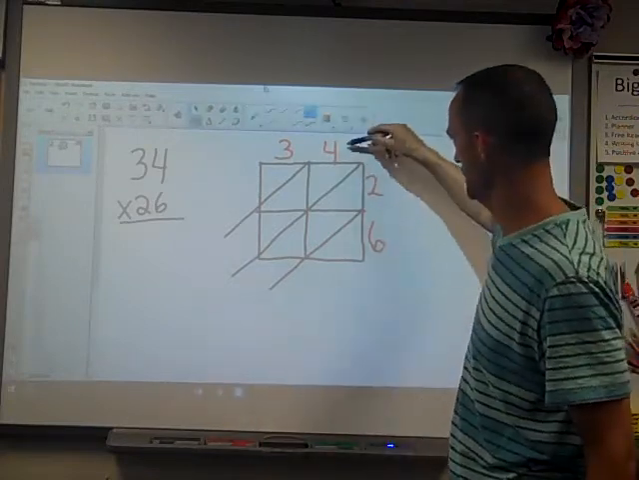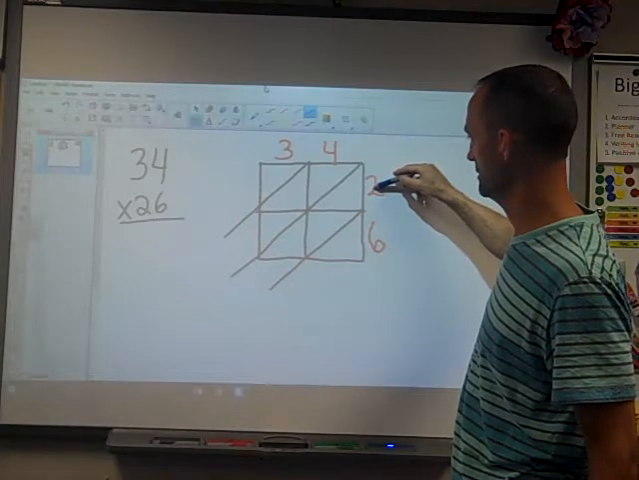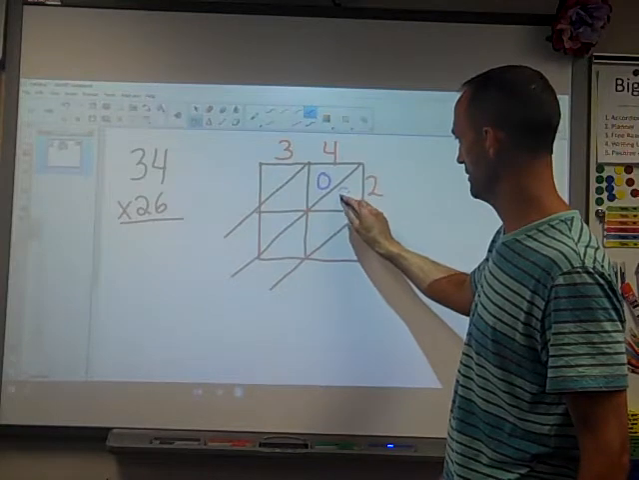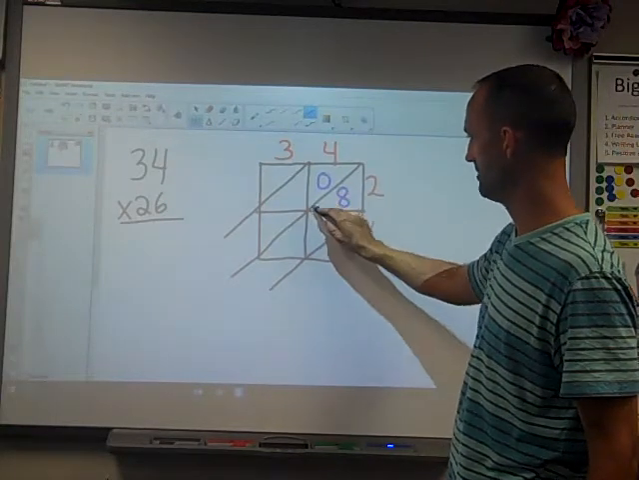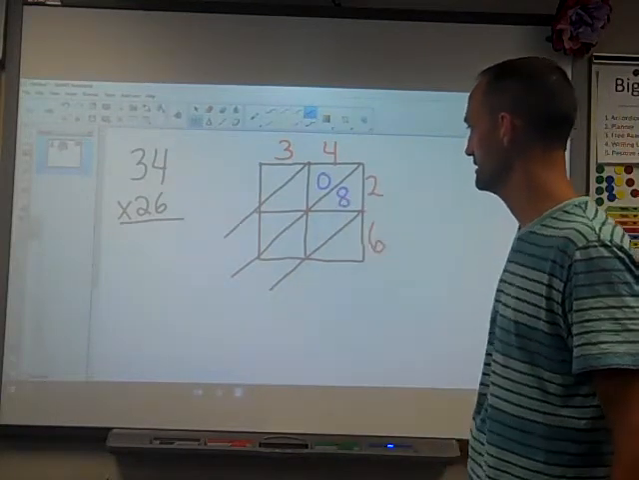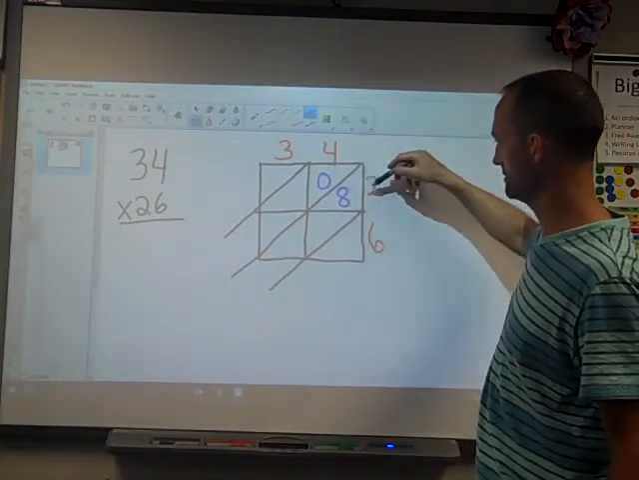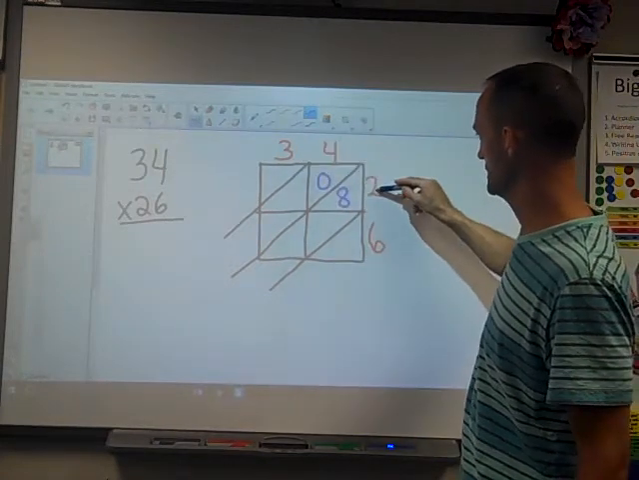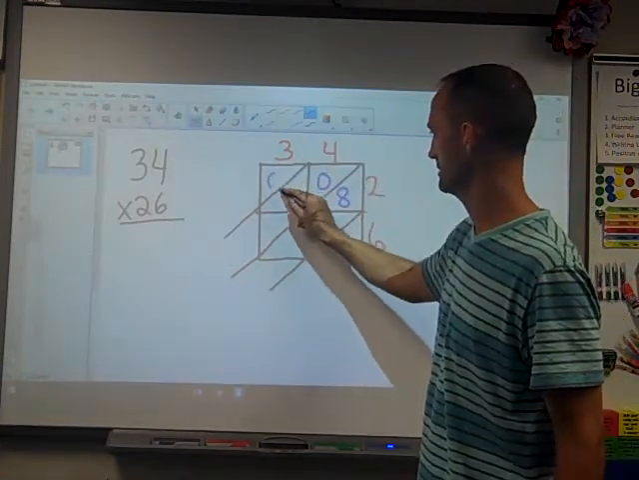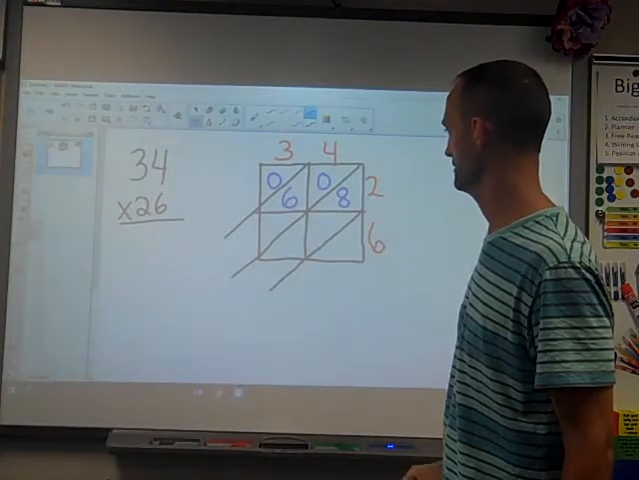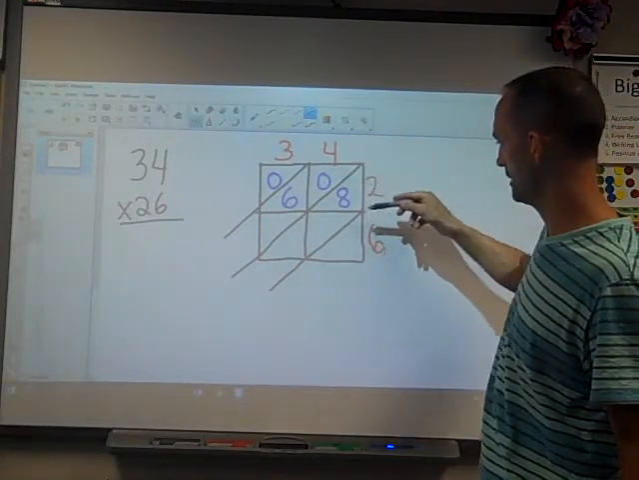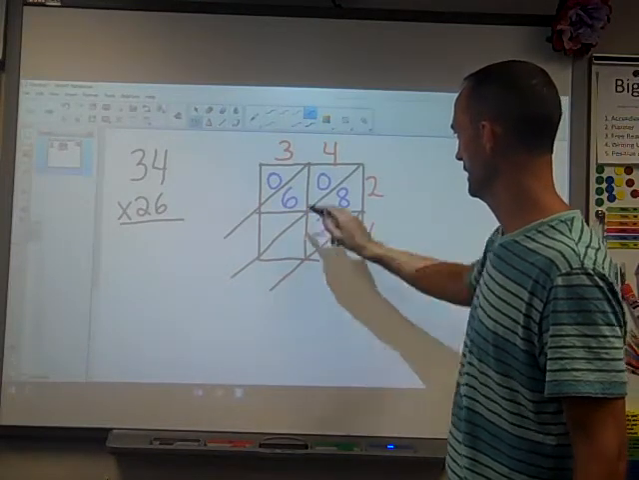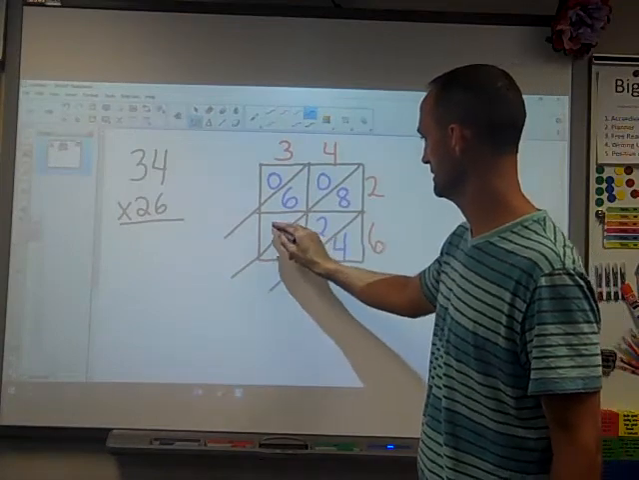Next you take 4 times 2 is 8. With a single digit number you have to put 0 in the top triangle and 8 in the bottom triangle. So 4 times 2 is 8. Then 3 times 2 is 6. So 0, 6. Next, 4 times 6 is 24. And 3 times 6 is 18.